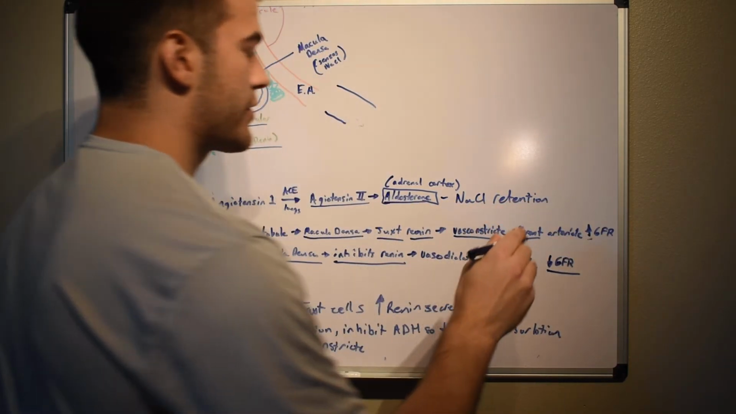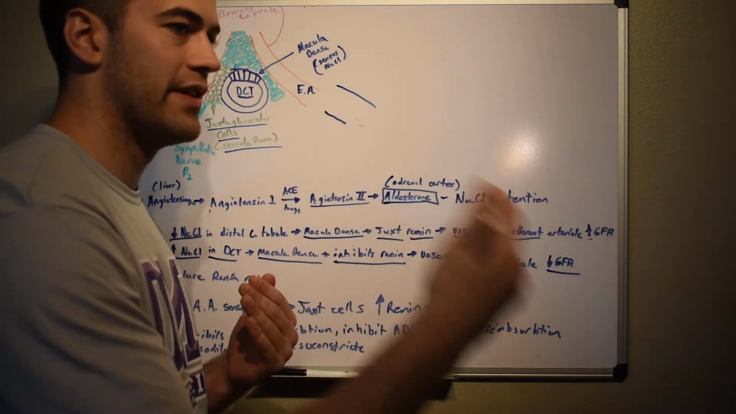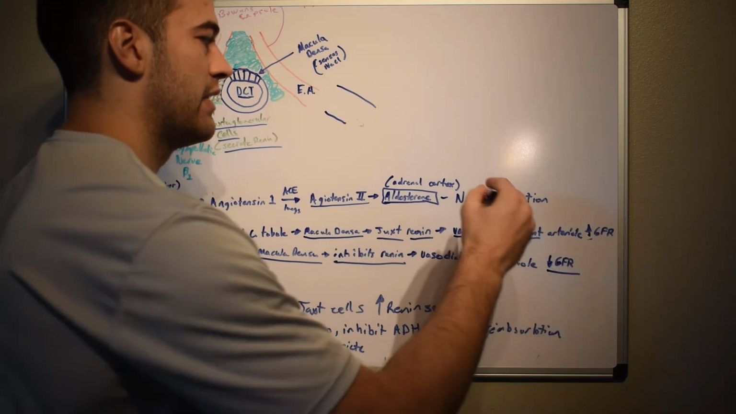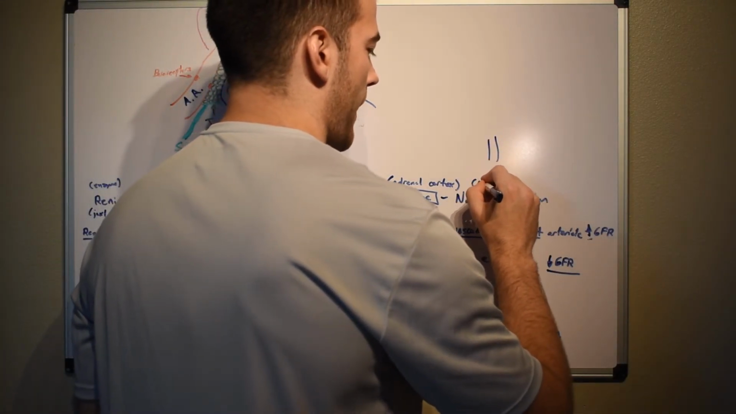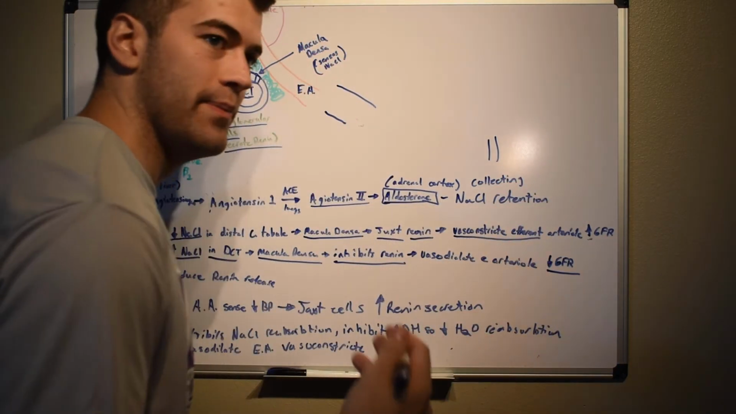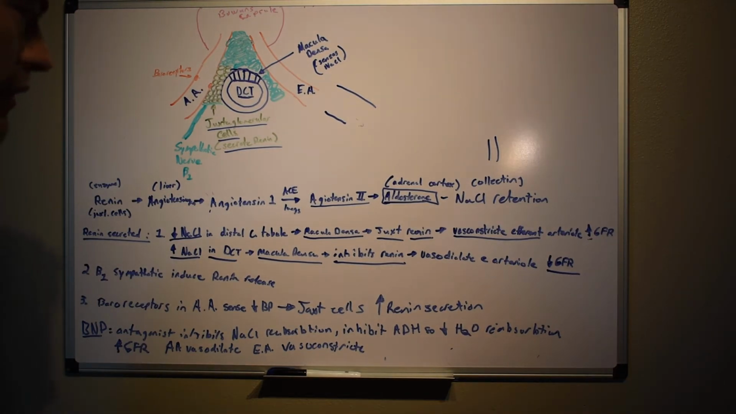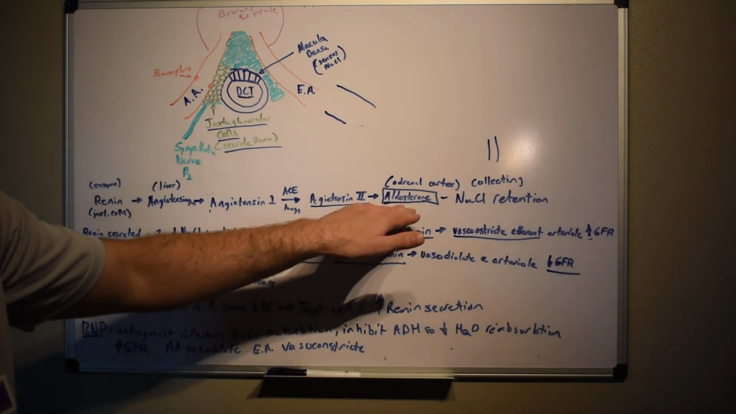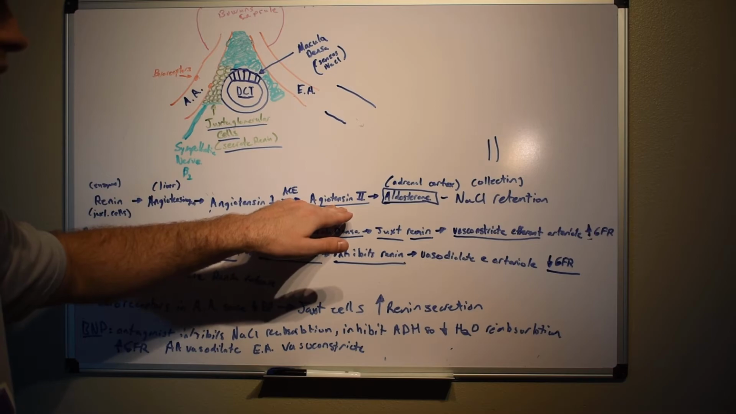So aldosterone makes us retain salt because in the collecting duct, which is our final portion of our nephron, it's going to influence us to reabsorb more of the salt out of our urine, okay? So you can imagine that this is going to increase the effects of angiotensin II.